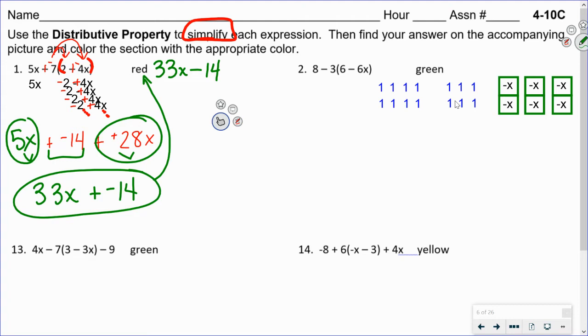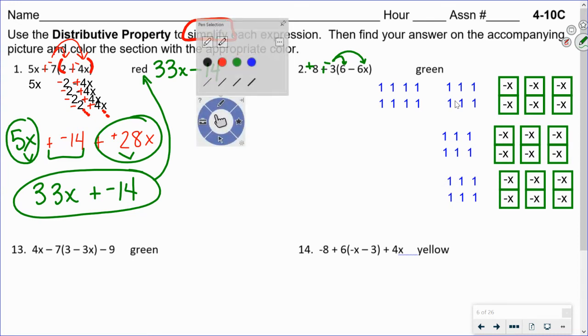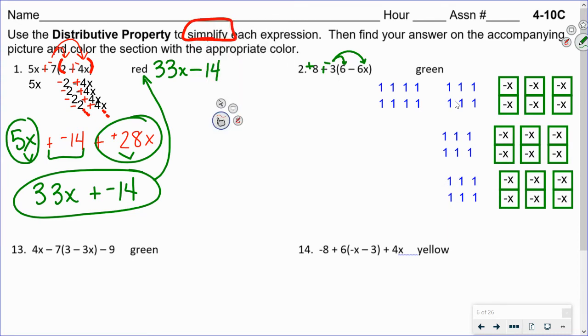Number 2, we have 8. That is a positive 8, so you see 8 right here. And then we have 3 groups. Oh, and by the way, after we take those 3 groups, we notice that it also says, well, it's not just 3 groups, we want the opposite. I think you're going to see a theme here, why Mr. Callan chose the problems he did. So, in fact, the opposite of all those positive 6's would be negative 6's, leaving us with negative 18.